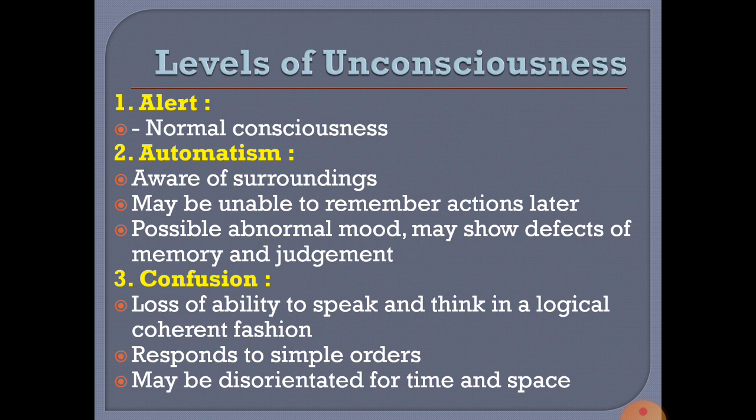First is alert, where the patient is normal and conscious. Second is automatism. Here the patient is aware of the surroundings, may be unable to remember the action later, possible abnormal moods, and may show defects of memory and judgment. Third is confusion. Here the patient usually loses the ability to speak and think in a logical, coherent fashion. The patient can respond to simple orders but may be disoriented for time and space.